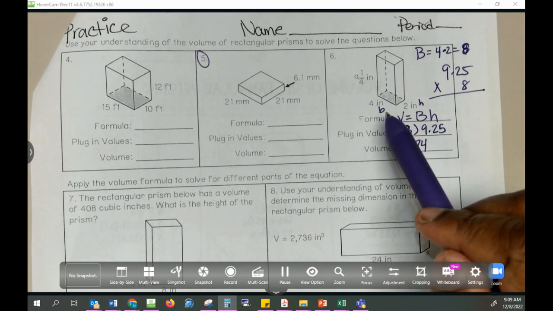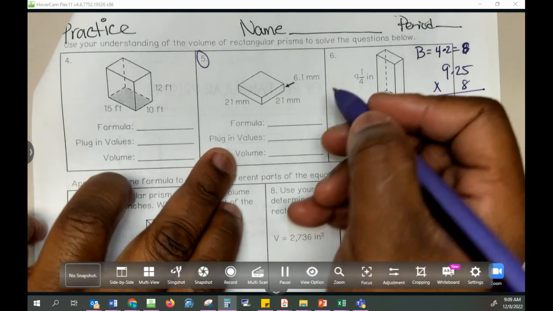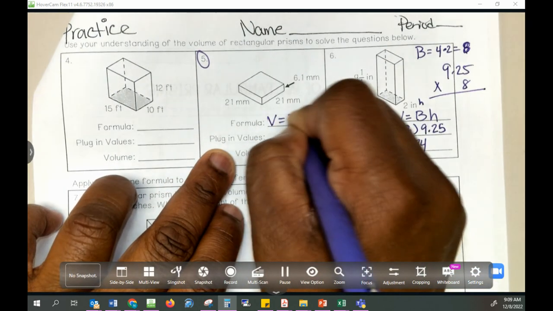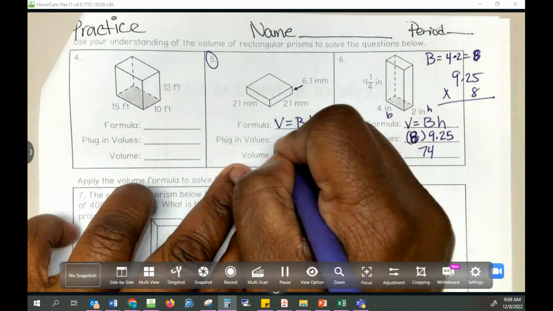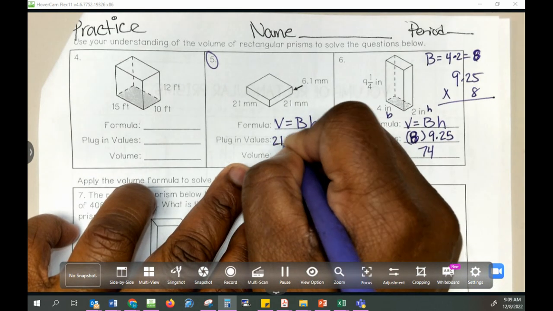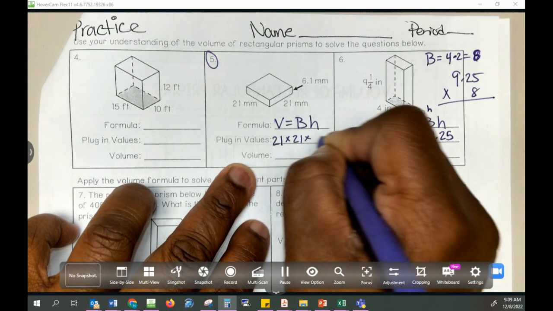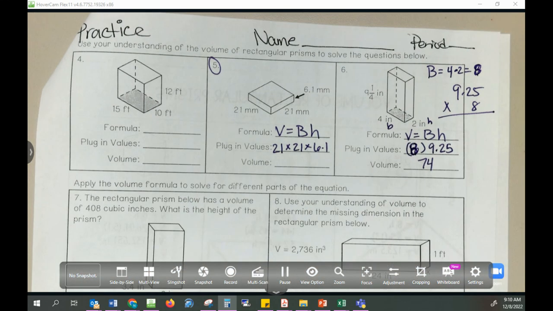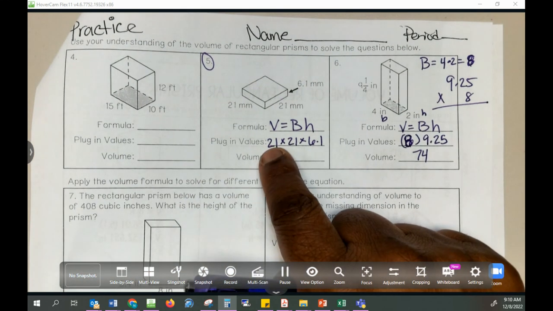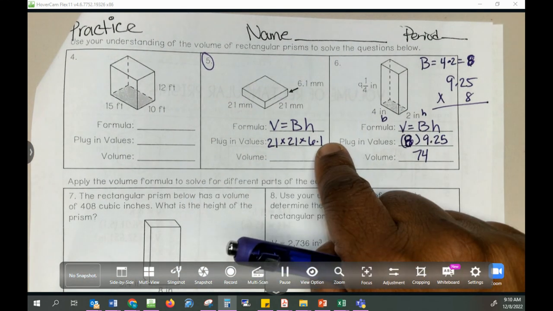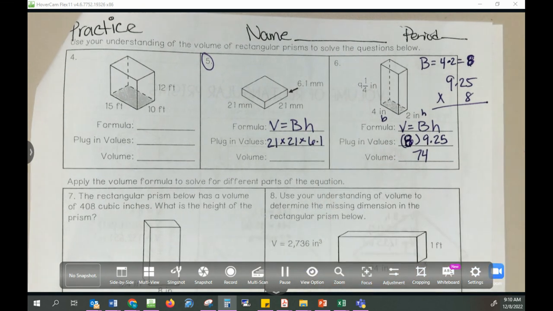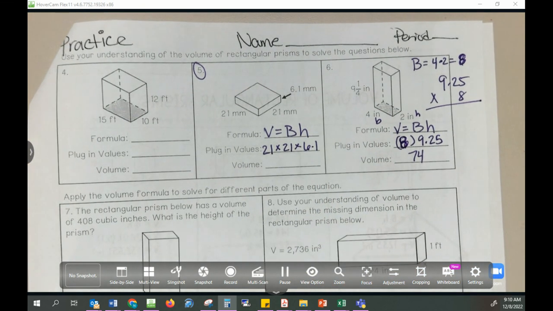But again, I can't stress the fact that it's okay if I was to even write volume equals base times height and say 21 times 21 times 6.1. It has the same meaning because I'm still doing base times height times the height of the prism. So again, I just don't know how else to stress that.